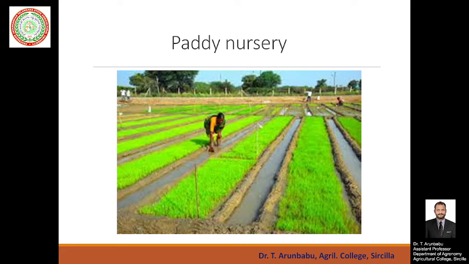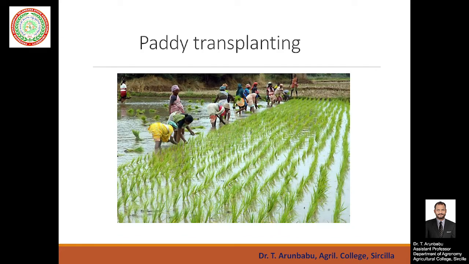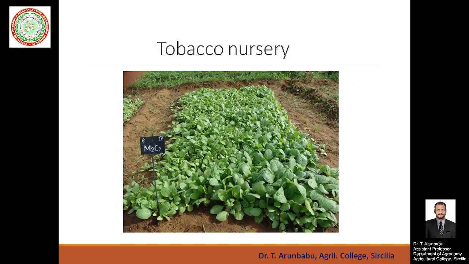Next, coming to paddy nursery. Generally paddy is first grown in the nursery, and later, when it reaches a certain age and growth, these seedlings are transplanted into the main field. So this is paddy transplantation. Tobacco can also follow a nursery followed by main field transplantation.